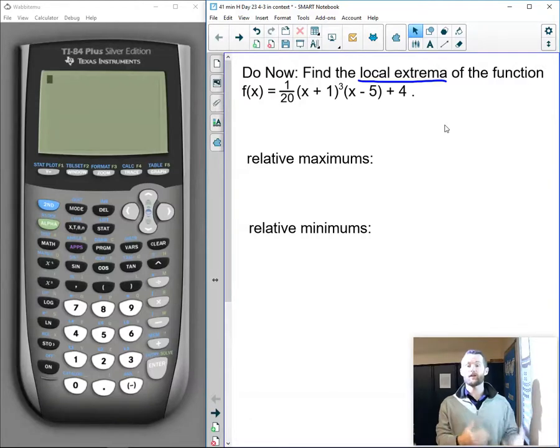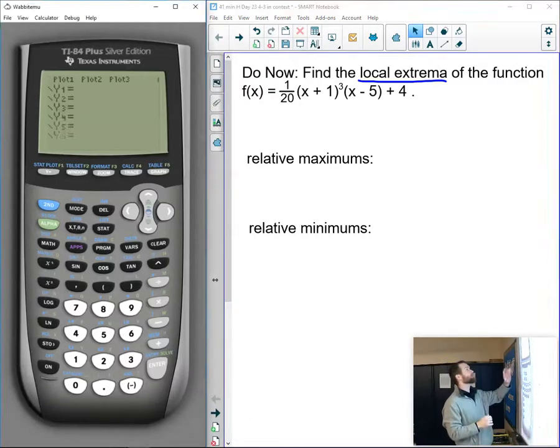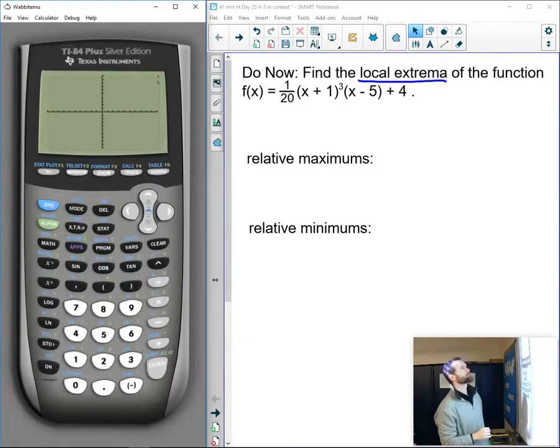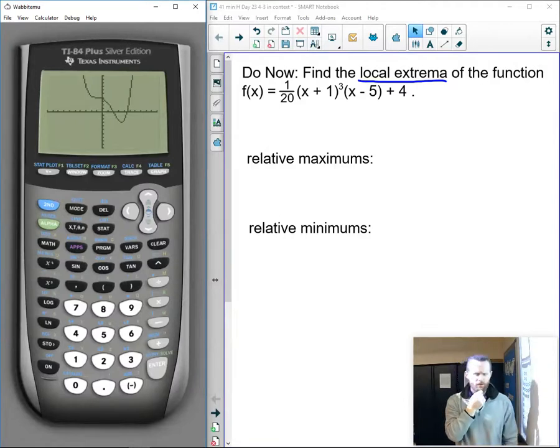So what we have to do is plug this function into a graphing calculator by hitting y equals, then we do 1 divided by 20, parentheses x plus 1, hit the caret button to get the power, then hit the power of 3. Let's hit right to get out of the exponent. Open a new parentheses, x minus 5 plus 4. Let me double check that. Plus 4 minus 5. Looks like I got it. I hit graph. And we get this function.